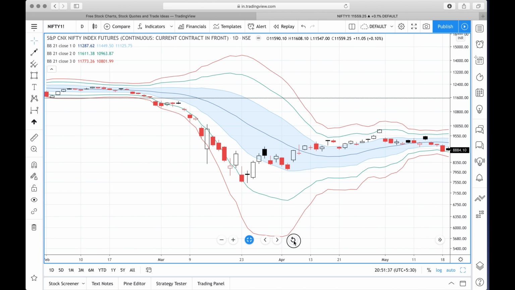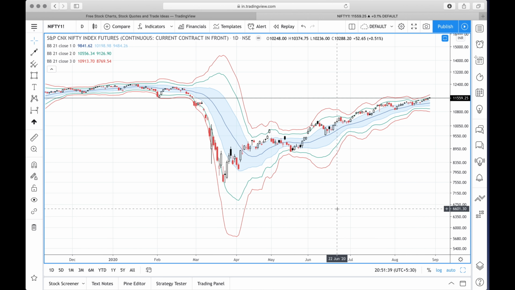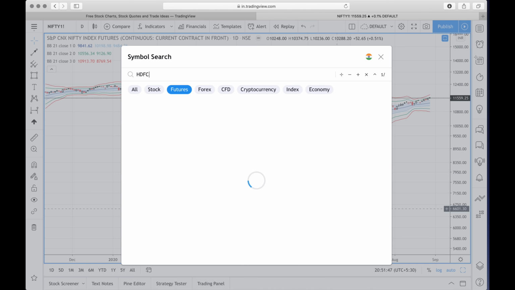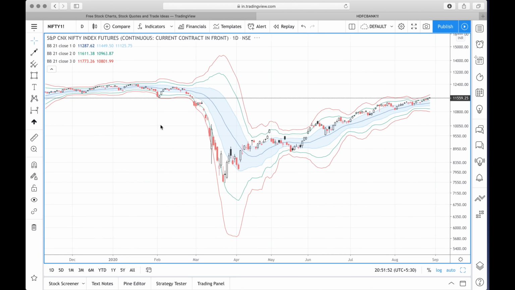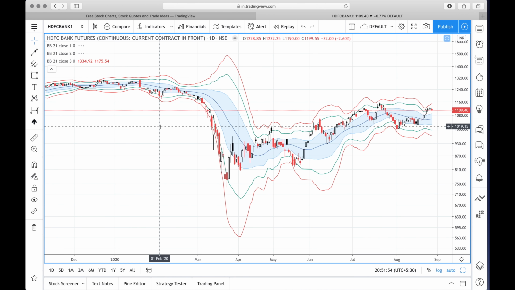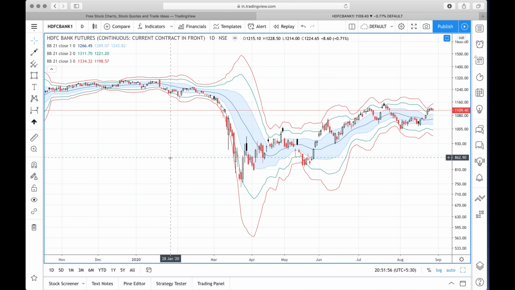Now, how do I read this? This is the Nifty. Let's say we go on to some kind of a stock, it will be easier for us to talk about it. Let's say we talk about HDFC Bank. Okay, and this is the futures data of HDFC Bank.